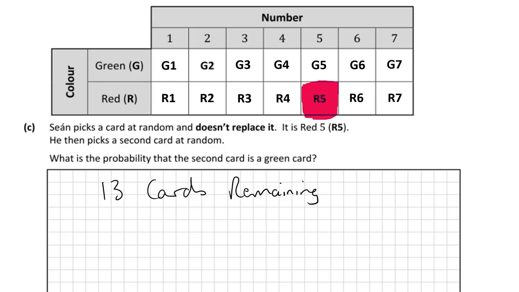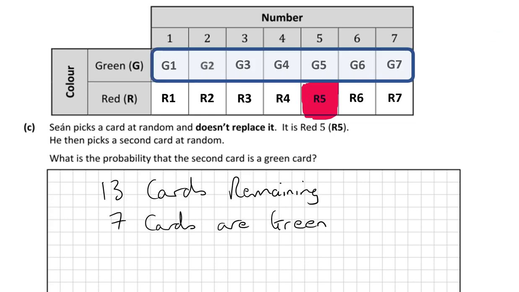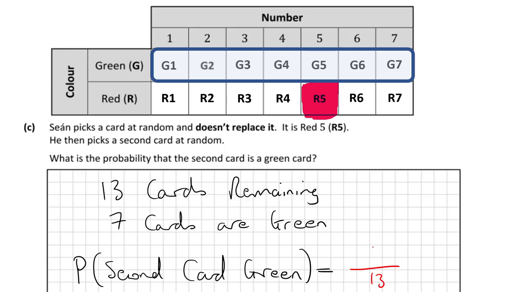So what is the probability that the second card is a green card? Are we all in agreement? We have 13 cards left, so our answer is going to be something out of 13. 7 of the cards are green. So the probability of the second card being green is 7 chances out of 13 of picking a green card. Okay, I hope that's alright with everyone. You're ticking it off there, not a bad one.